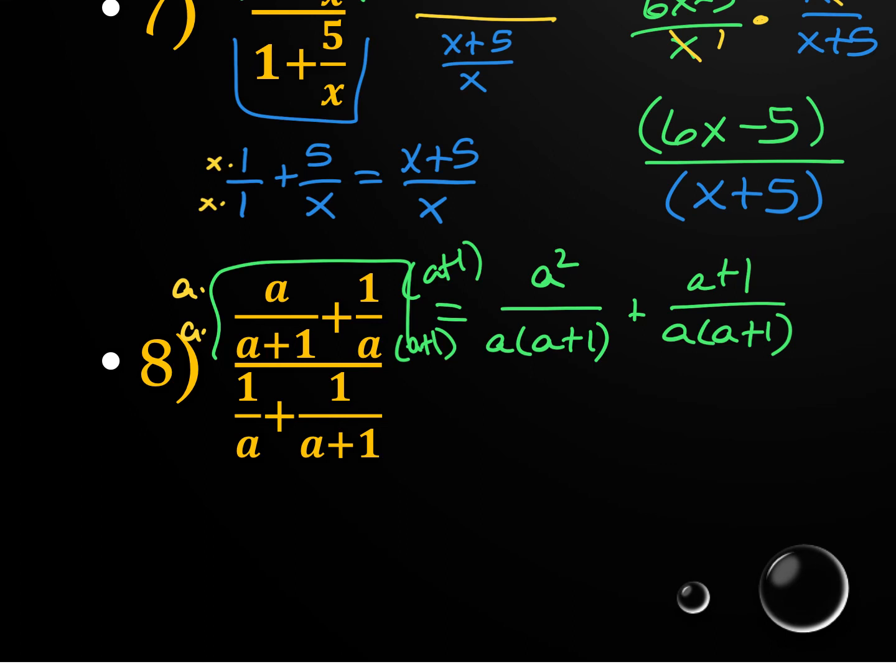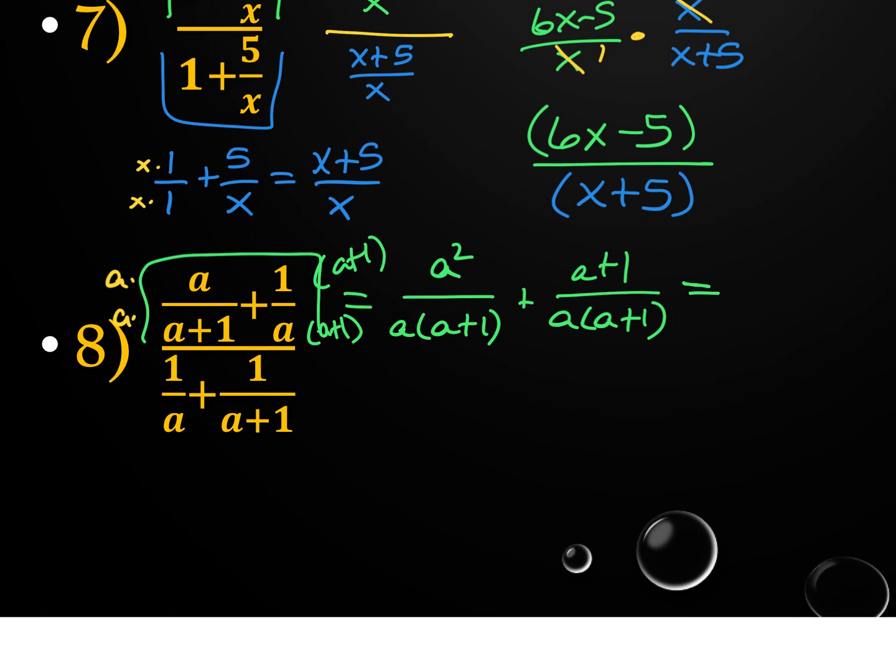Now I can add my numerators. Now, when you're adding fractions, don't try to cancel things. You have to add the numerator first. So I'm going to add the numerator, a squared plus a plus 1 over a times a plus 1. That is my simplified fraction for the numerator. Nothing will cancel. I can't factor that trinomial. There are no factors of 1 that will give me 1. So the top is done.